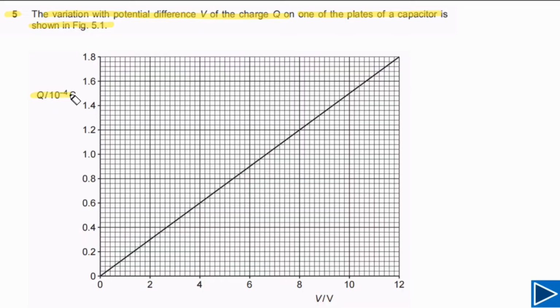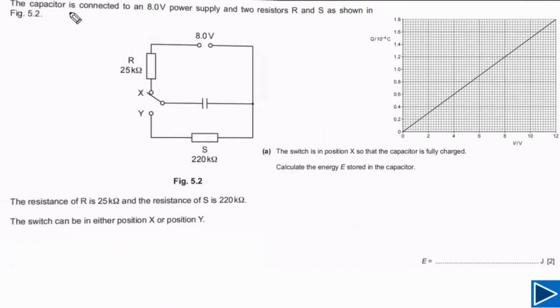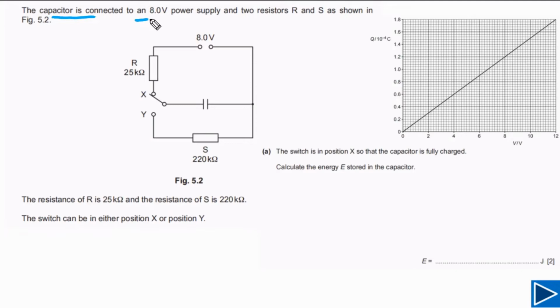As you can see here, we have charge Q on the y-axis and potential difference across the plates on the x-axis. It is also given that the capacitor is connected to an 8-volt power supply and two resistors R and S, as shown in figure 5.2. In this case you can see the capacitor is connected here. This is the symbol for a capacitor and this is the symbol for a power supply. This is an 8 volts power supply. Resistor R is connected here at this point and resistor S is connected here. And this is our switch, a two-way switch. This switch can be moved to X, and it can also be moved to Y.